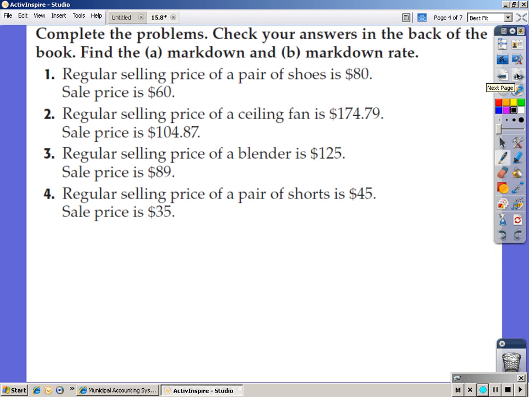You guys do 1 through 4. All right, press pause while you're working on these and play when you're ready.